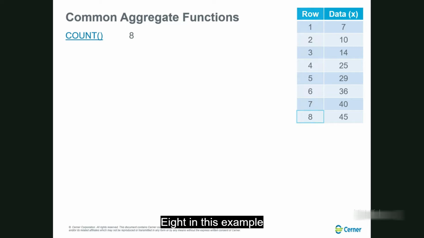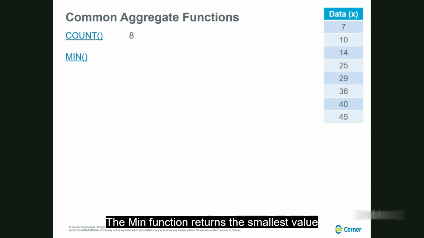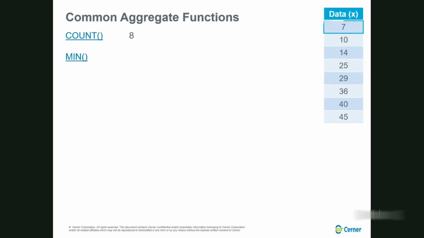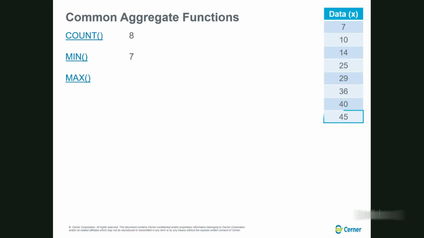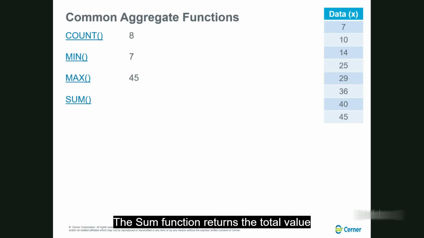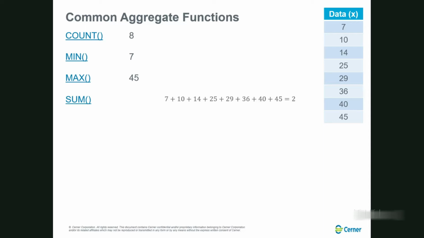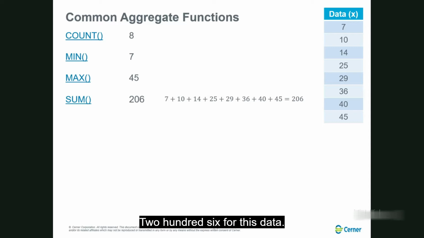8 in this example. The min function returns the smallest value of an expression across a specified break. 7 here. The max function returns the largest value of an expression across a specified break. 45 here. The sum function returns the total value of an expression across the specified break. 206 for this data. The average function returns an average value across a specified break.